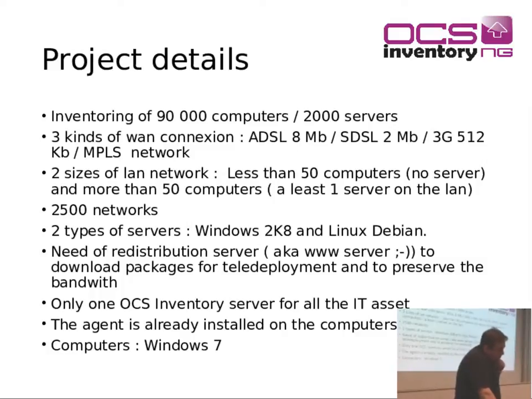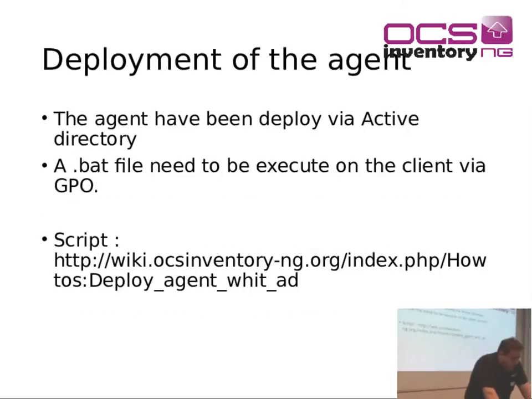The agent was already installed on all the computers, and the computers are Windows. The agent will be deployed via Active Directory. So they use a GPO to run a .bat script to run the executable with the slash options, with some options to download the certificate and to run it as a service and everything. You can find the script on the wiki of OCS Inventory.